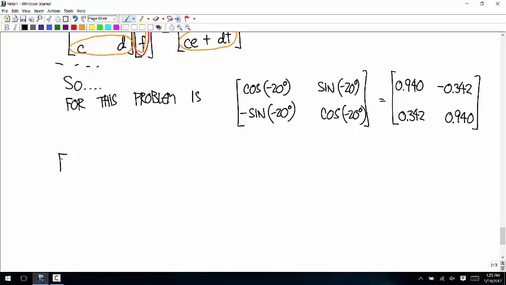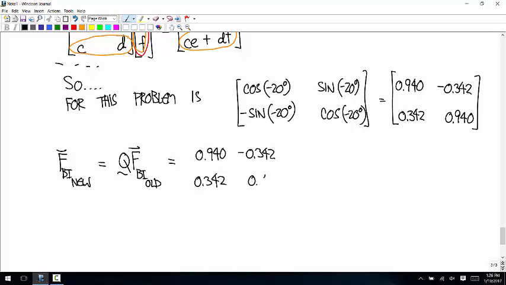And so the force on the block by the incline in the new coordinate system is equal to Q times FBI old, which is 0.940, negative 0.342, positive 0.342, positive 0.940, times 0, 196.2.